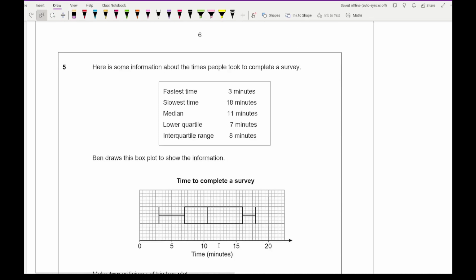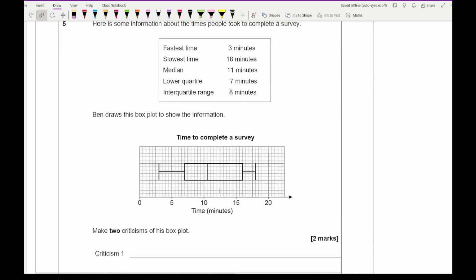Then moving on to 5C, it says here is some information about times people took to complete a survey. Ben draws his box plot to show the information, and the question is asking us to make 2 criticisms of his box plot. With this, all you want to do is make sure that it's been plotted correctly, check the values as if you were drawing it yourself, and that's usually where the criticisms will go from.